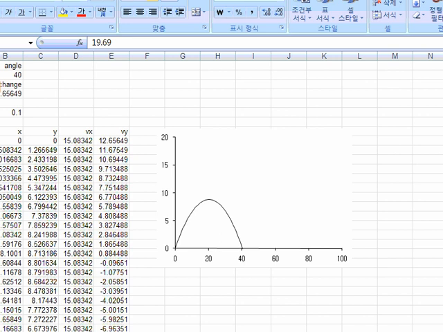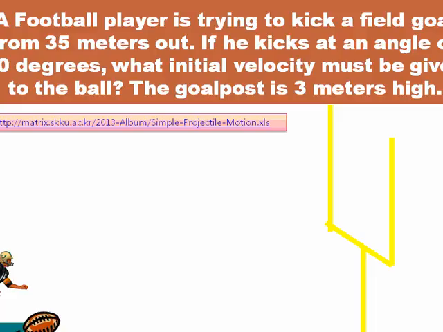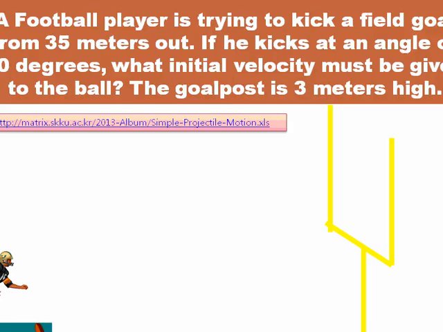So this is a kind of simulation that you can find from the website of this address. You can download it and improve it. So it should go like that. The answer was 19.69 meters per second to pass through. That's the exact value that can be found.